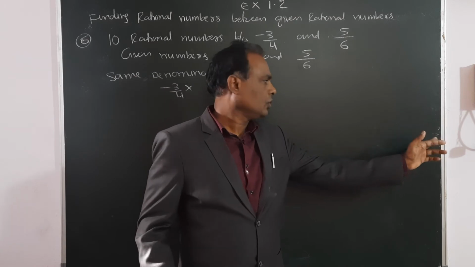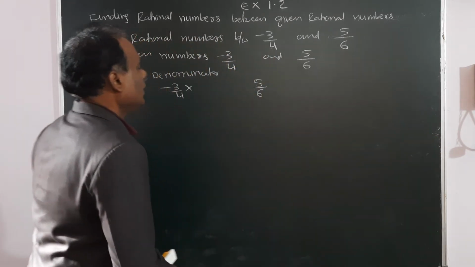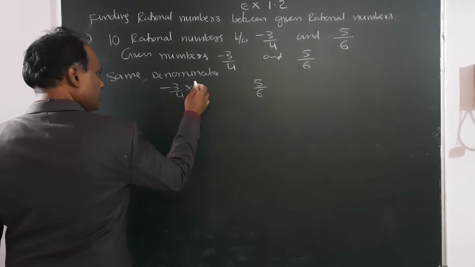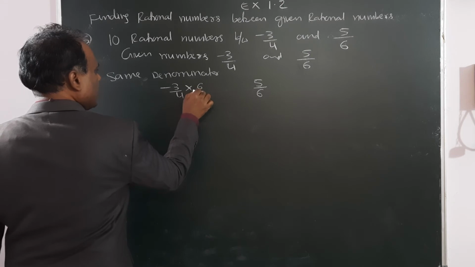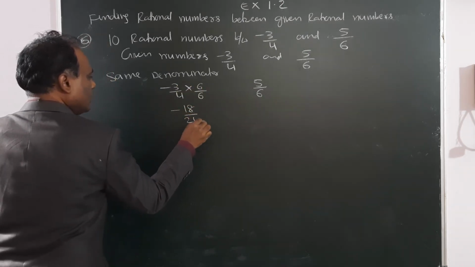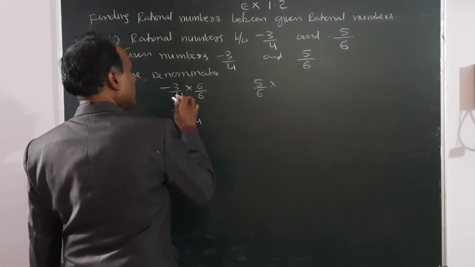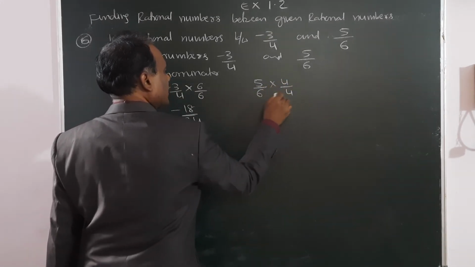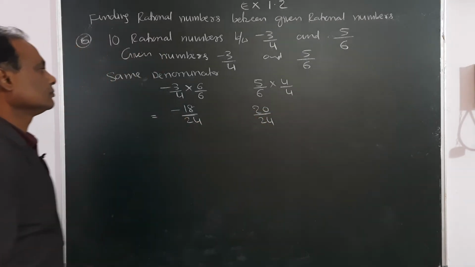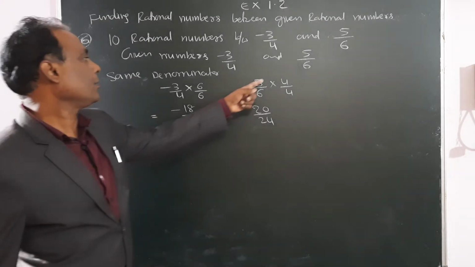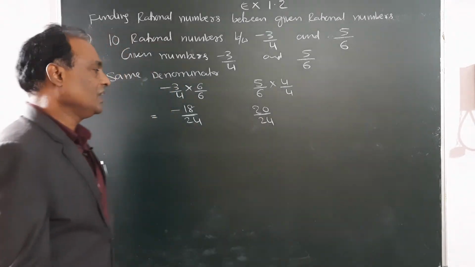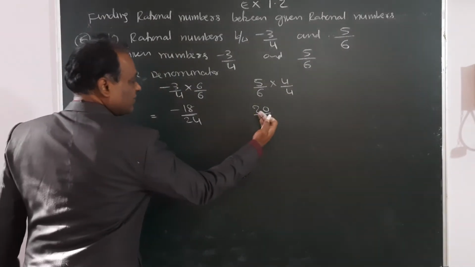Continue the multiples, find the common multiple, or see any number. Suppose I multiply the numerator and denominator with this 6, so that minus 18 by 24, and here I am multiplying the numerator and denominator with 4, so that this becomes 20 by 24. Now the denominators are the same, 24. Now you write 10 numbers between these two.